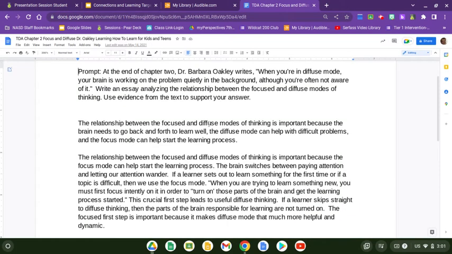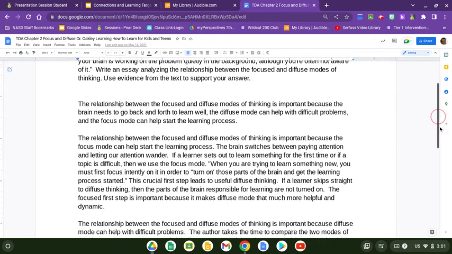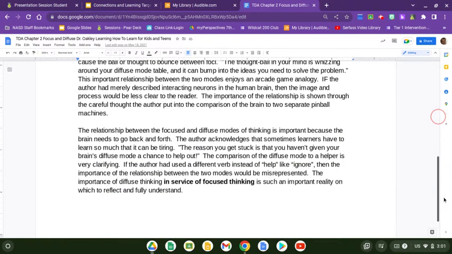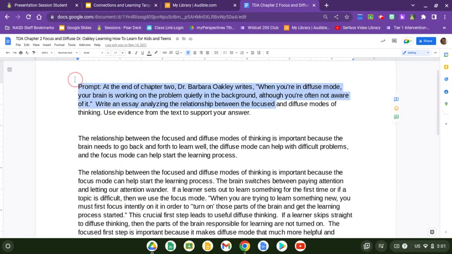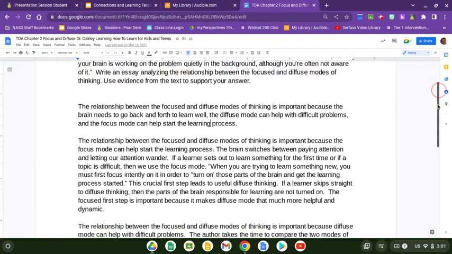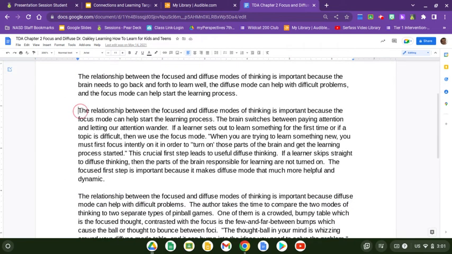The relationship between the focused and diffuse modes of thinking is important because the brain needs to go back and forth to learn well. The diffuse mode can help with difficult problems, and the focus mode can help start the learning process. So each of these next 3 body paragraphs helps to answer that main prompt right up here that I highlighted, right? So let's get the topic sentences in there. The relationship between the focus and diffuse modes of thinking is important because the focus mode can help start the learning process. I'm going to put that here.